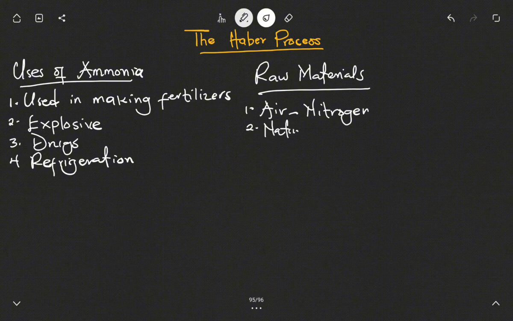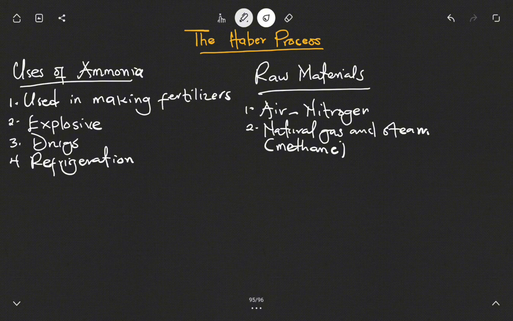So natural gas and steam. The natural gas gives us hydrogen. Now, natural gas here is usually methane. Remember, methane has 1 carbon and 4 hydrogen atoms attached. So we get hydrogen out through what is known as steam reforming, where we separate the hydrogen from the carbons in the methane.